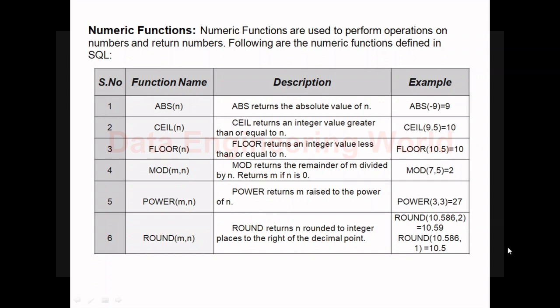The second we have is the ceil function, which returns the number greater than or equal to n, where n is a number we pass inside the ceil function. The third function in the list is floor, which returns the number less than or equal to n. Again, n is a number. Let's look at some examples of both the functions, ceil and floor.